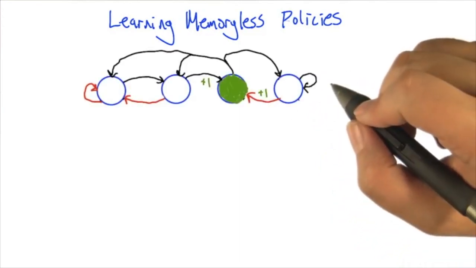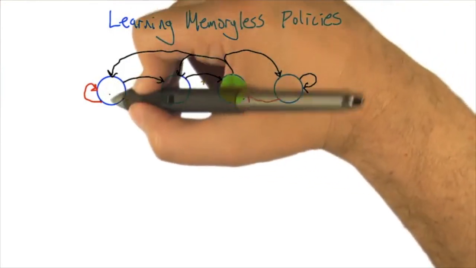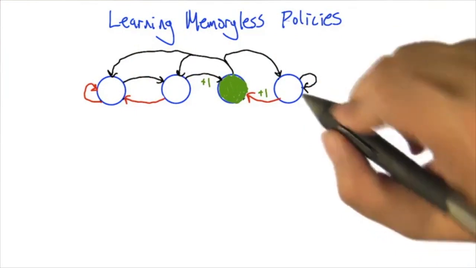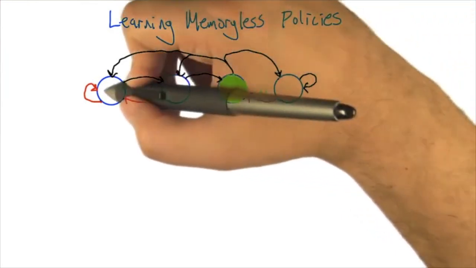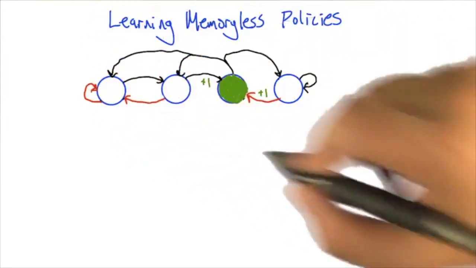So here's a little POMDP. This is a POMDP that has 4 underlying states, 2 observations. There's this clear blue thing, and there's the green thing. 2 actions, black and red. Black takes you to the right, and red takes you to the left, back around the other way.